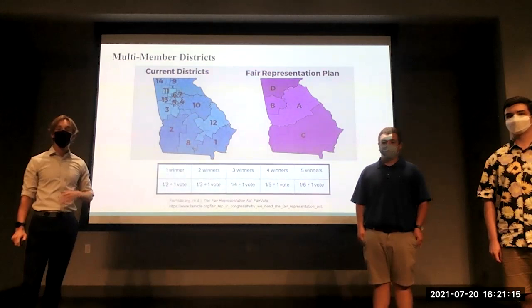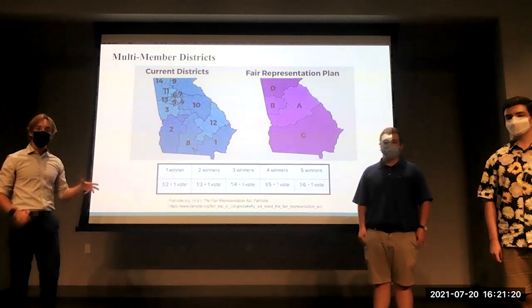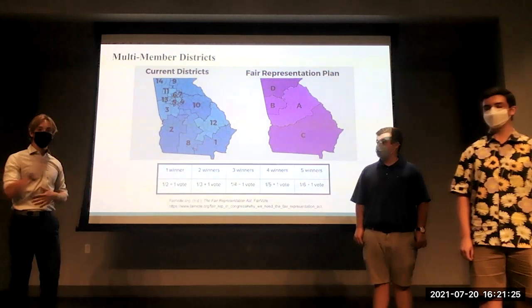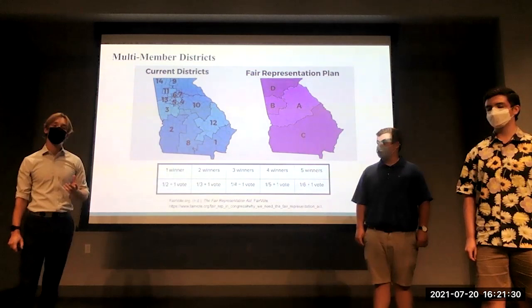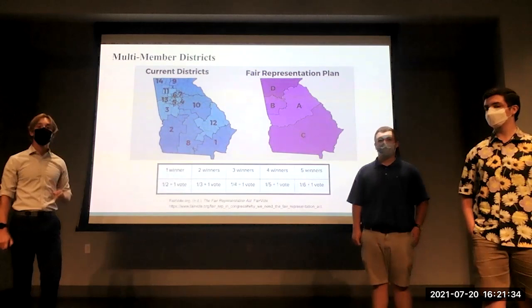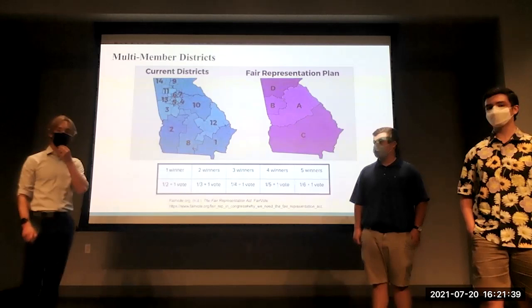So in the blue map, if there was, say, a 51-49% split, the 51% winner would get all the seats, and the 49% would have no say in the government. However, in the purple map, if you had a 51-49 split, the 51% party would get 2 seats, and the 49% would get 1 seat. So it's a bit more fair, and it allows for protection of the minority.